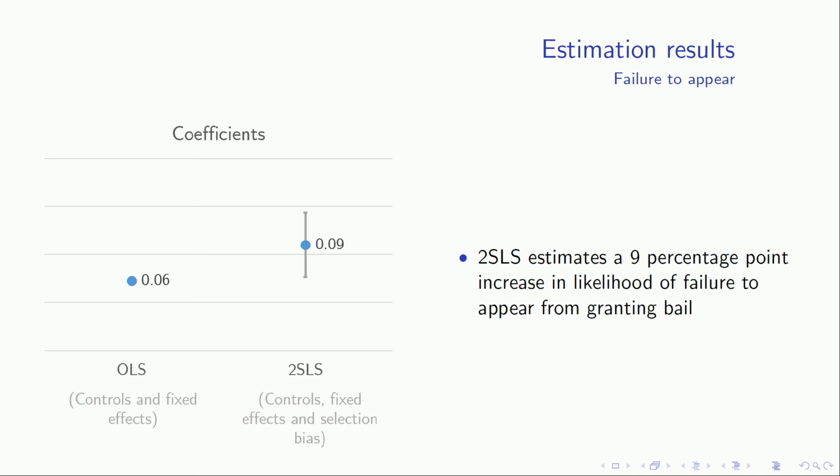Basically, we find that two-stage least squares estimates a 9 percentage point increase in the likelihood of failure to appear from granting bail, compared to a 6 percentage point increase. So if someone's let out on bail, on average, the increase in the likelihood that they will fail to appear is roughly 9 percentage points.